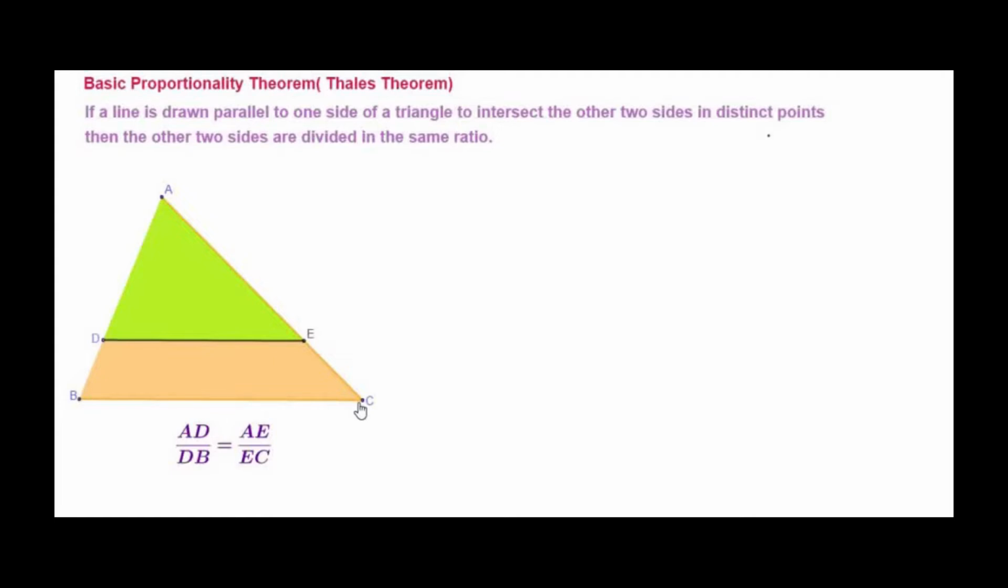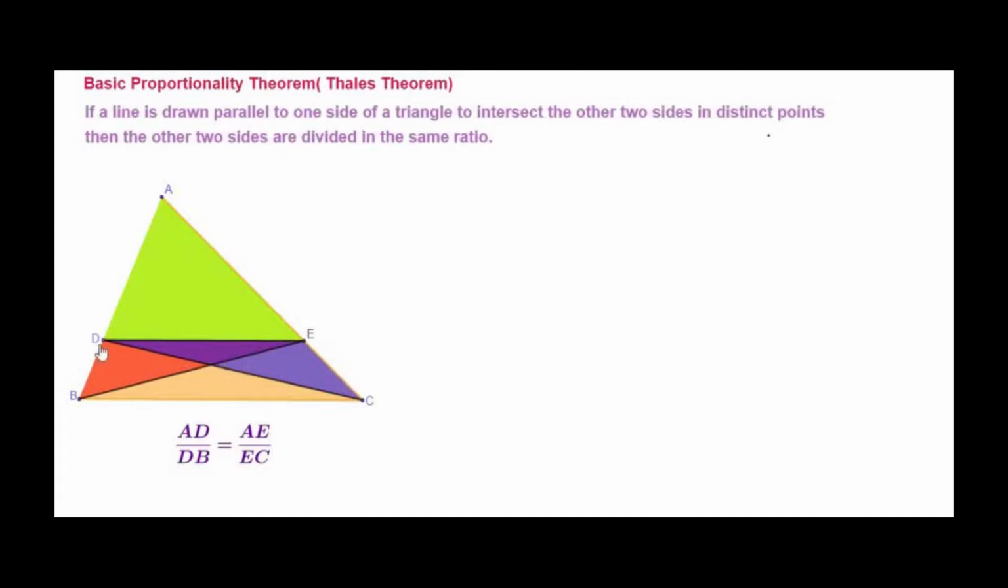So to get them, let us join BE and CD. Now we got two triangles. You can observe triangle BDE and triangle CDE. We got two triangles, triangle BDE and CDE, that have BD and CE as their sides. Right.